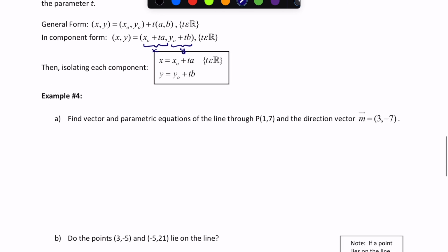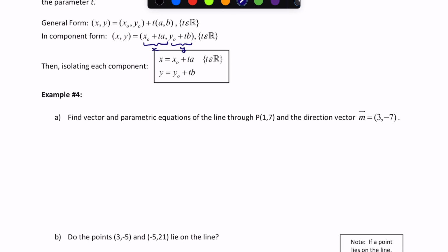Okay, so example number 4 here then tells us to find the vector and parametric equations of the line through point P (1, 7) and the direction vector m equal to (3, -7). Okay, so here we have our point, which is at (1, 7). And here we have our direction vector m, which is (3, -7).